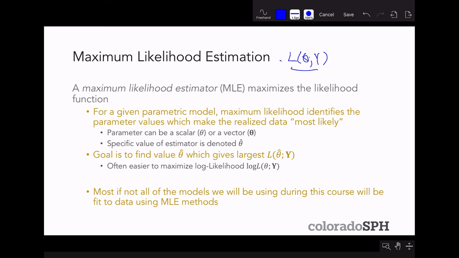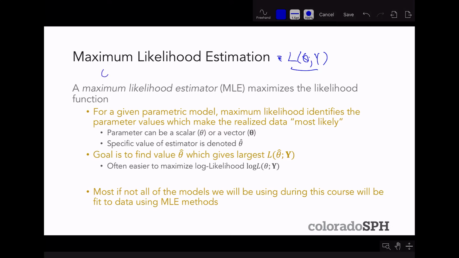And the goal of maximum likelihood estimation is to find the value of your parameters theta that give you the largest possible number for this function here. Another way of saying that is, for a given model, maximum likelihood identifies the parameter values which make the realized data most likely. And as I said before, theta can be scalar or a vector, depending on what parametric distribution from the exponential family you're using.